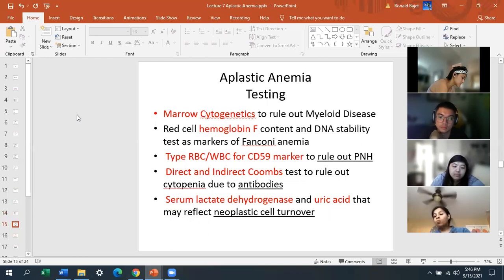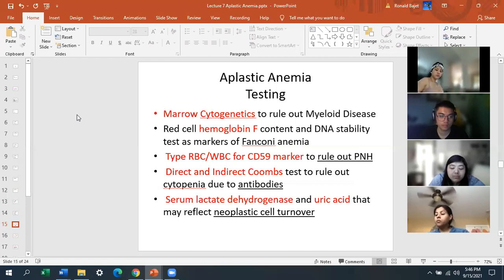Testing, you can have marrow cytogenetics to rule out myeloid disease, red cell hemoglobin F content, and DNA stability test markers for Fanconi anemia. Going to be talking about Fanconi anemia at the end of this lecture. Markers, your CD59 marker to rule out PNH, which I talked about the last lecture, paroxysmal nocturnal hemoglobinuria. So rather than a CD59 marker, you all know how to screen and confirm PNH, right? The screening sucrose hemolysis test and the confirmation, the Ham test.